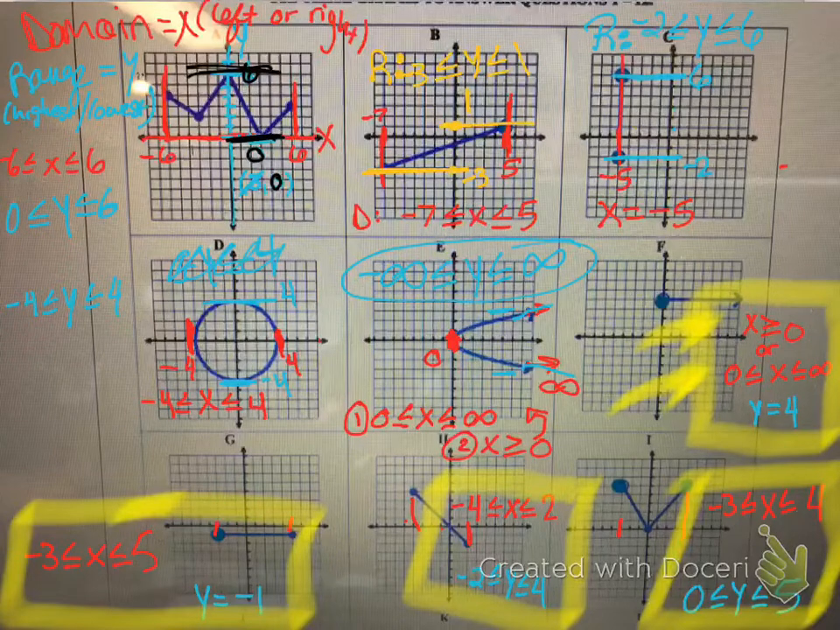Okay, and then your assignment for today is going to be the other document that I attached. It's going to be the same idea. Write the domain and the range from a graph.